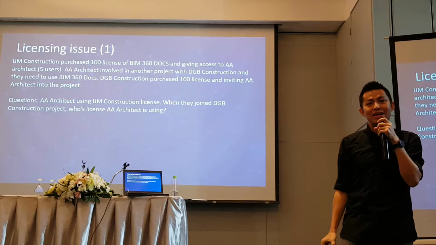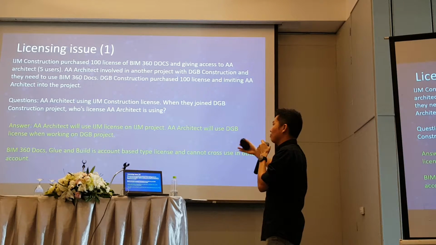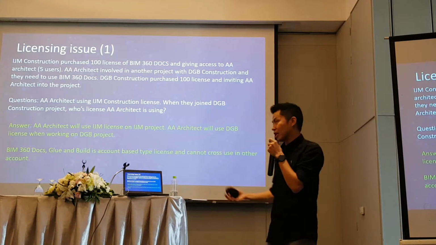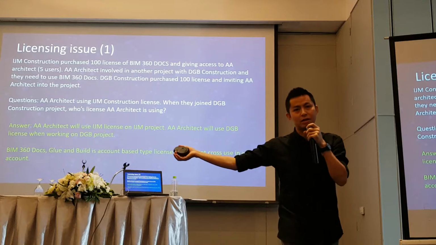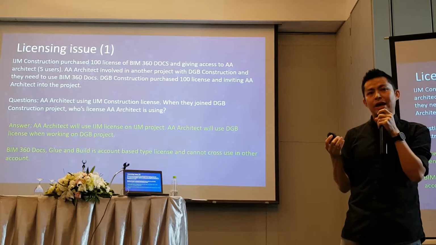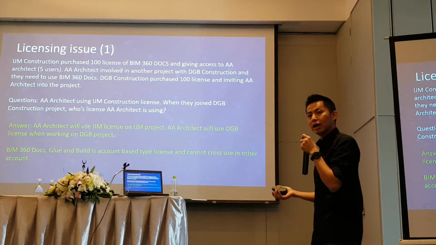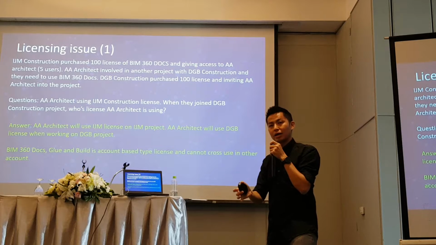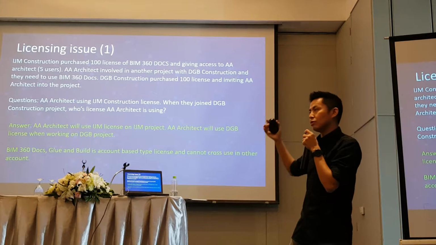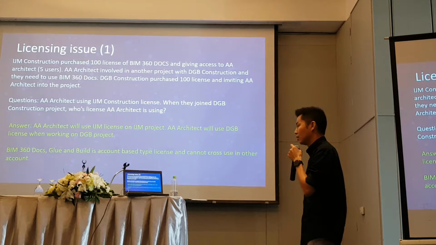IGM. Now, the answer is no. AA architect will use IGM license for IGM project, and AA architect will use DGB license for DGB project. BIM 360 Docs is an account-based license. You cannot cross account, right? If you're using that license for IGM, it means that you're only for IGM account. DGB, you need to have DGB license and give the access to AA architect, right?